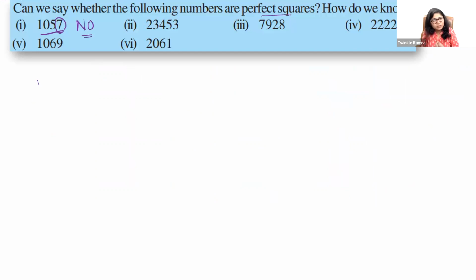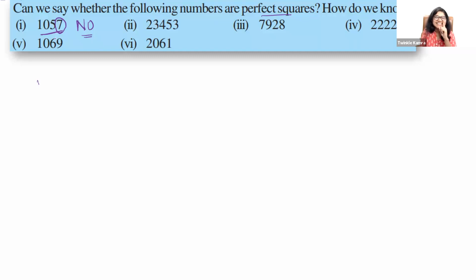What do you mean by perfect square? Perfect square means which can be written as the square of some number. Simple. So I see 1057, it is ending with 7. But none of the digits from 0 to 9, its square will give me 7 at the units place.